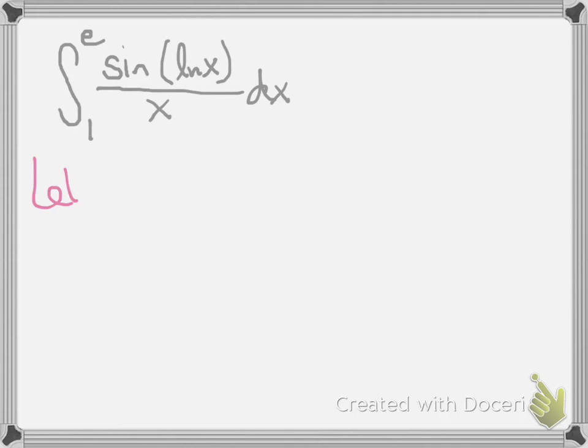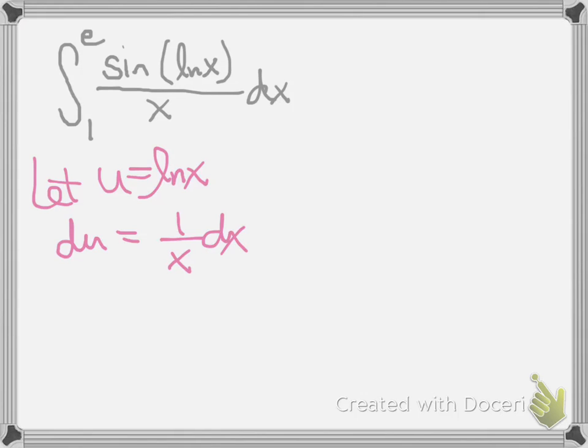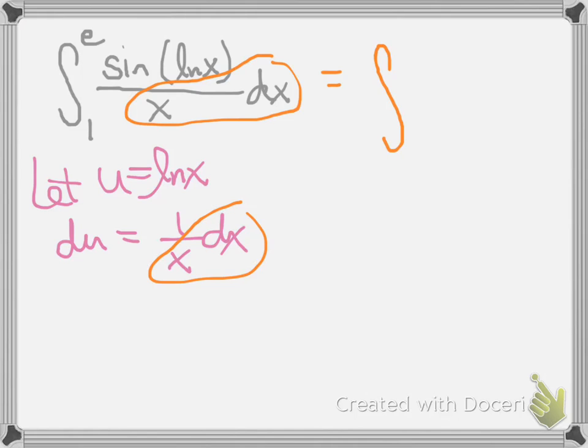So let's let u equal the natural log of x. If I take the derivative, I get du equal to 1 over x dx. This is a nice result because hopefully you can see up here we got the dx over x there, the same dx over x here. So I have my du, and I can replace everything and now be in terms of the variable u instead of the variable x.